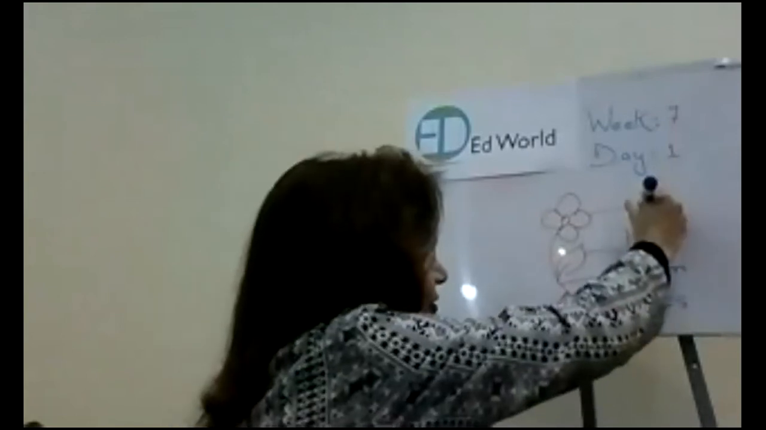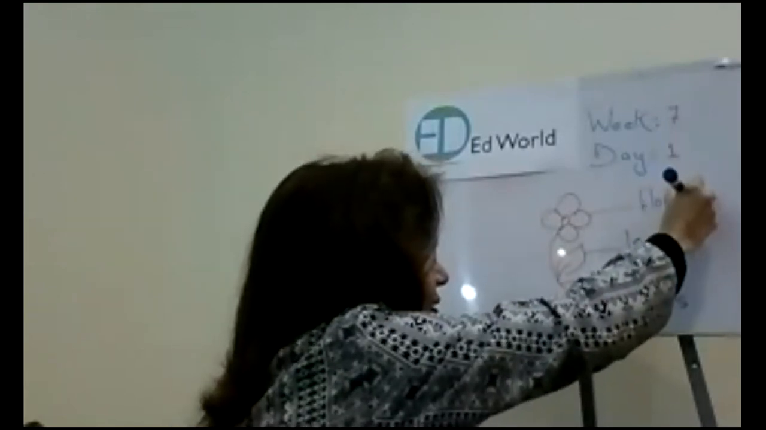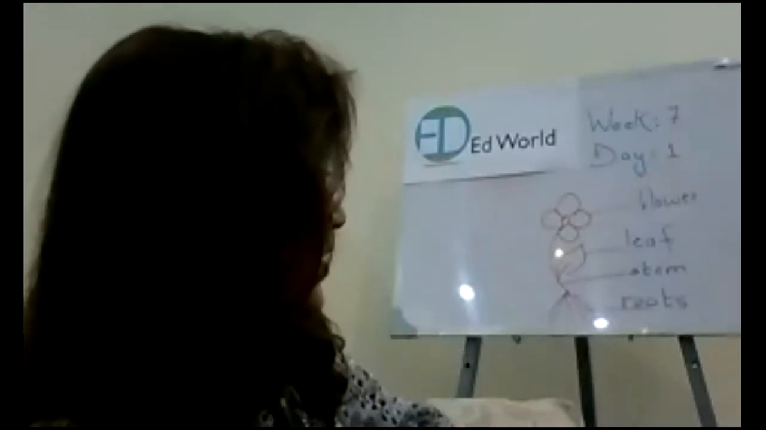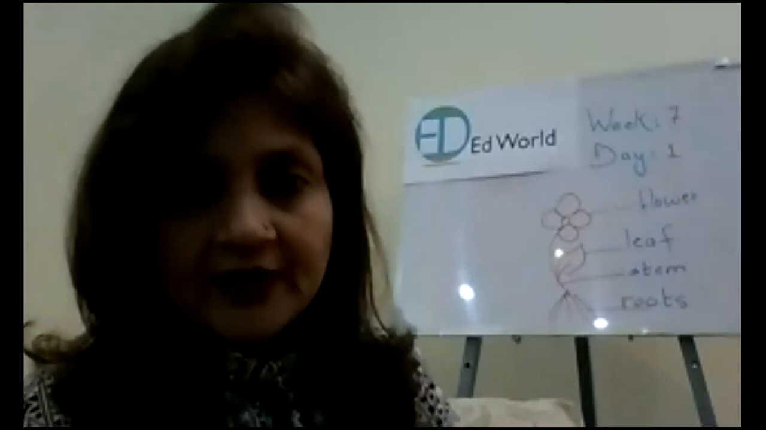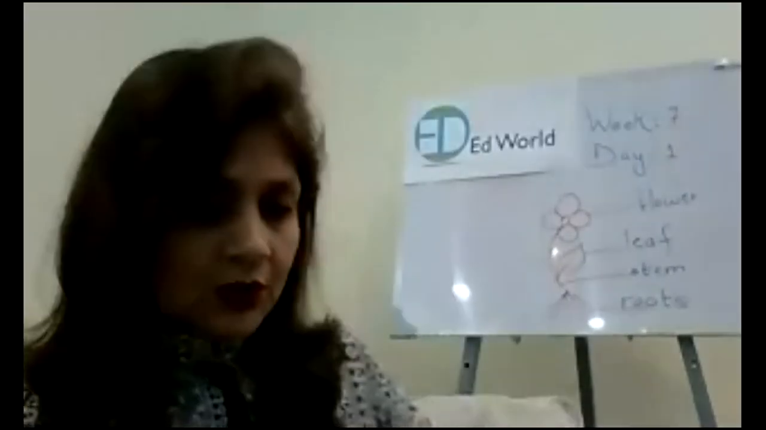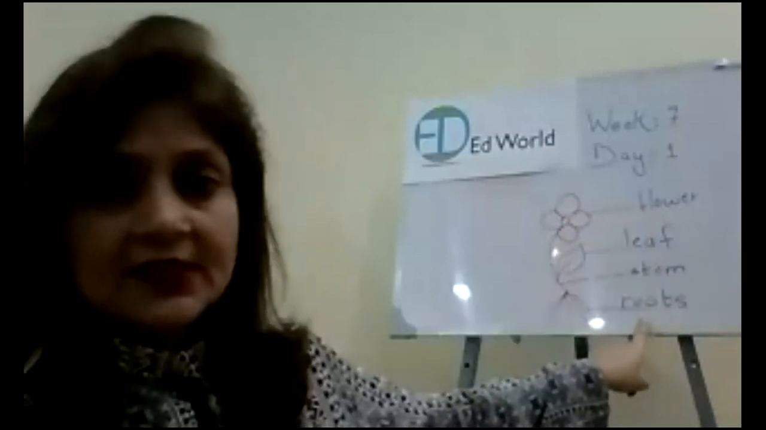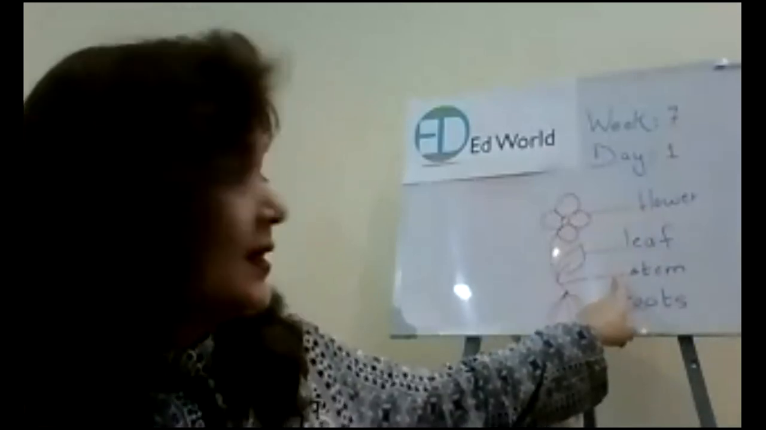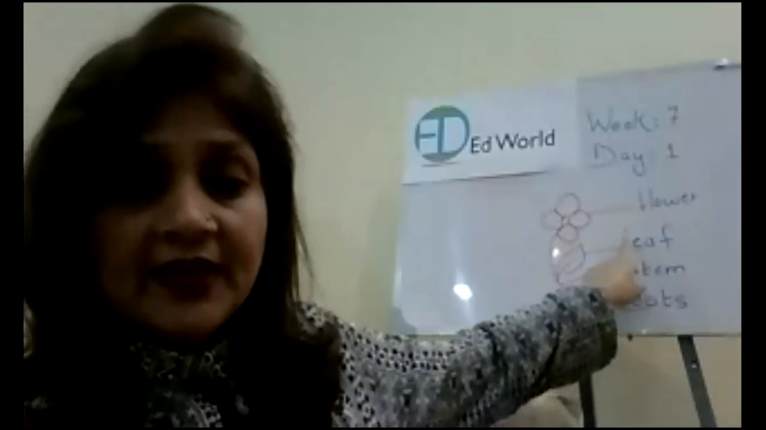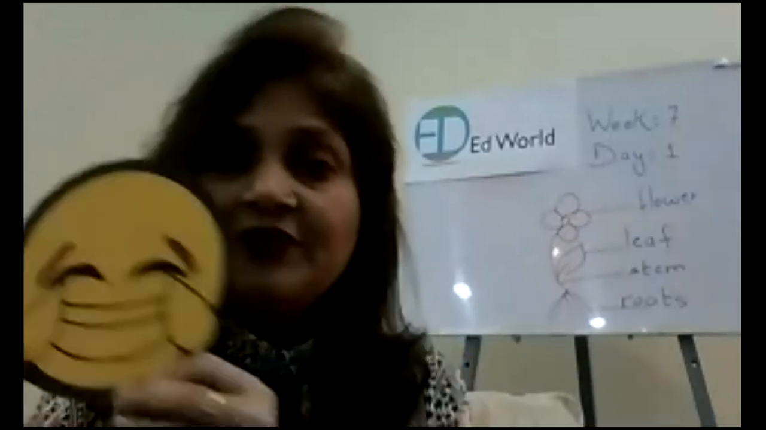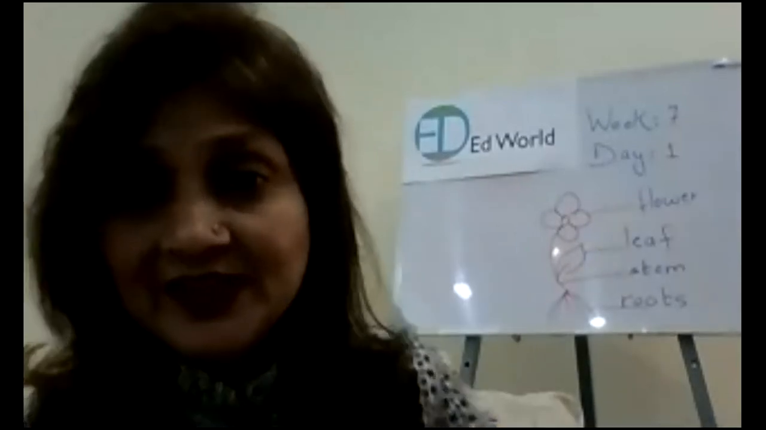Okay. Now, what is this? It's a flower. Very good. So you have told me all the different parts of plants. These are the roots. This is a stem, leaf, and flower. That is very good. Very nice class.